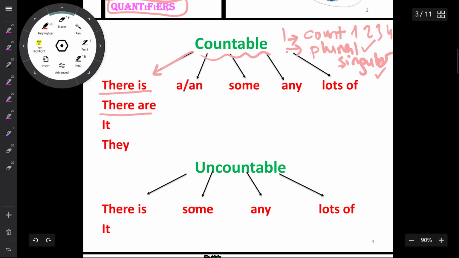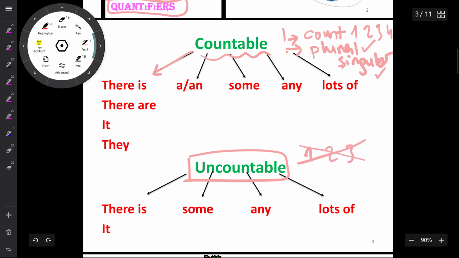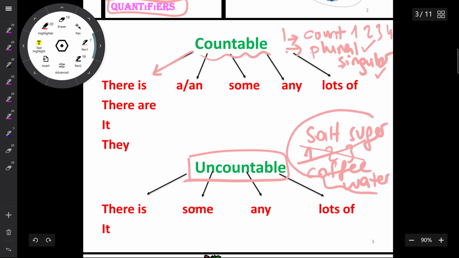Let's look at the uncountable nouns, okay? Uncountable means we cannot count 1, 2, 3. No, we cannot count them. For example, liquids, coffee, water, or so small, tiny, mini things. For example, salt, sugar. These are uncountable nouns.